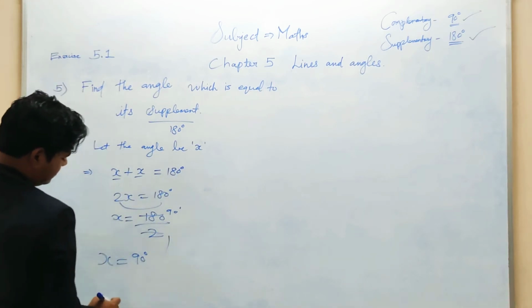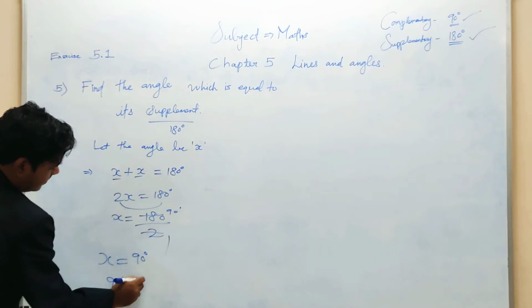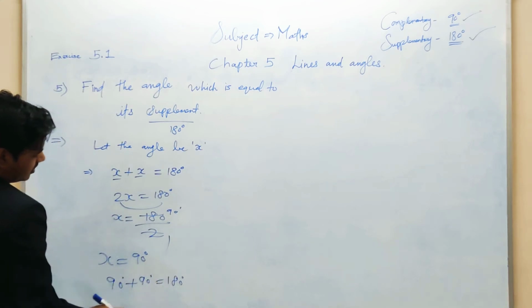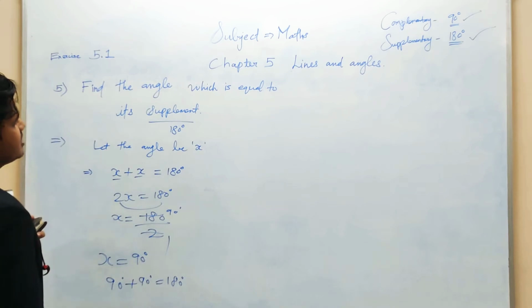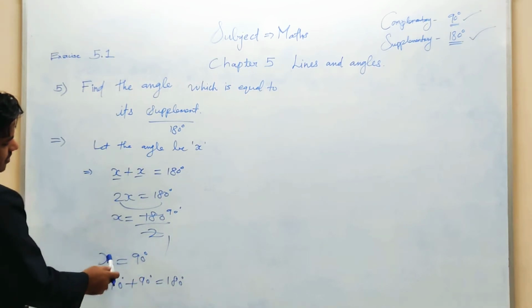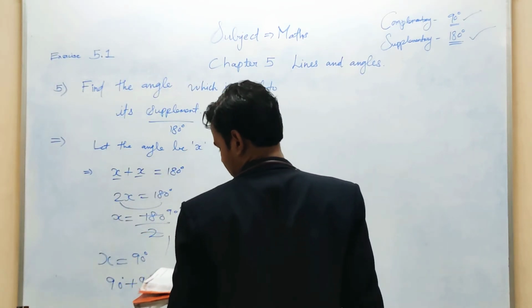So we can say that 90 plus 90 degree is equal to 180 degree. So here we have found out an angle which is equal to its supplement. 90 plus 90 is equal to 180 degree. So x is 90 degree. So this was your example number 5.